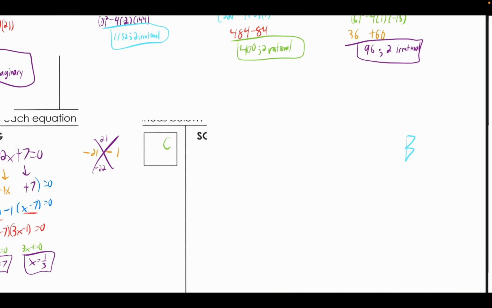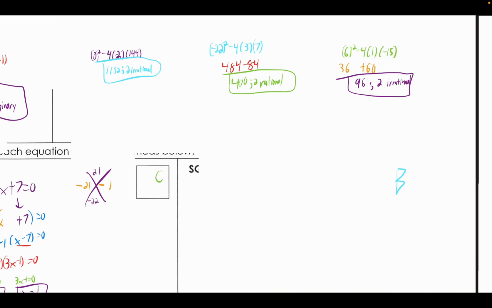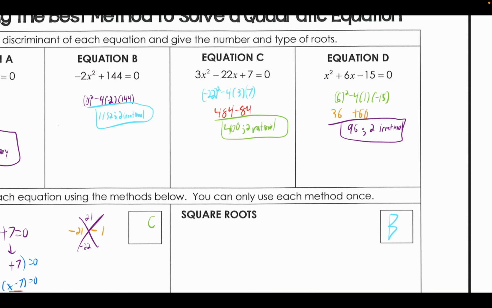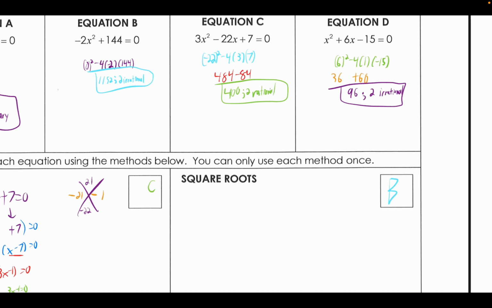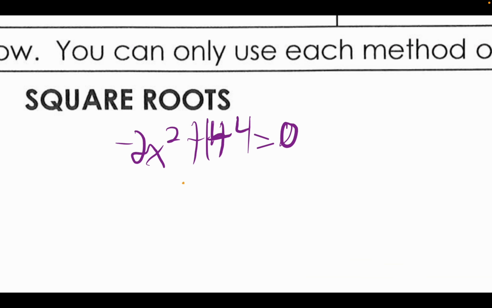Moving on to square roots, we said that we were going to use equation B for this one. So equation B, if it loads for me, we'll see, is negative 2x squared plus 144 equals 0. Quick reminder that for square roots, you have to get the squared term by itself and square root both sides. So I'm going to subtract 144 from both sides to get negative 2x squared equals negative 144. I'll then divide both sides by negative 2, and I get x squared to be 72.